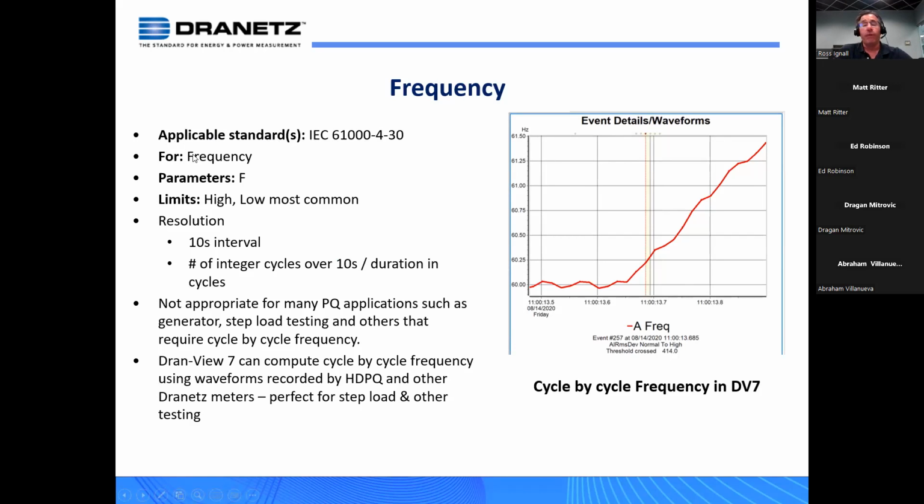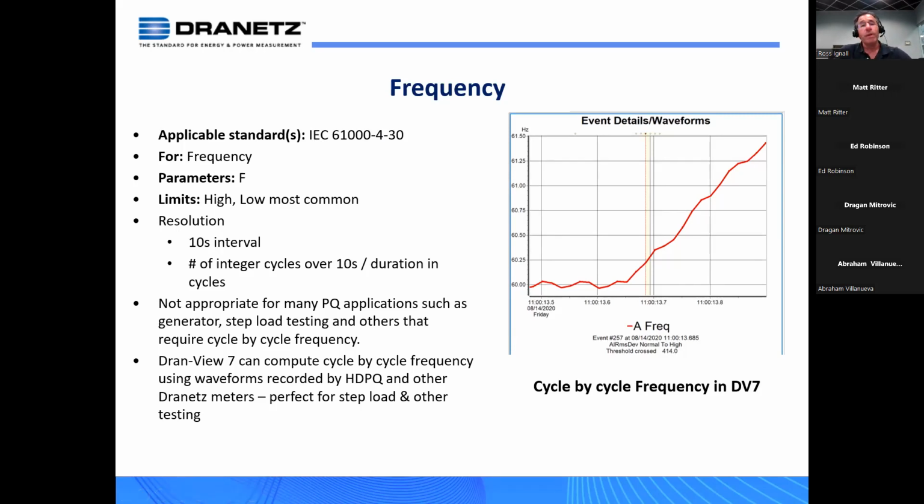Again, what's it used for? Frequency. Parameters: F, that's the obvious part. The limits are typically a high and a low limit. So I'm supposed to be 60 hertz in the United States. I have a limit on the high, 60 point something, and a limit low, 59 point something, 58 point something, and you're kind of tracking that. So 61000-4-30 defines a 10-second interval.